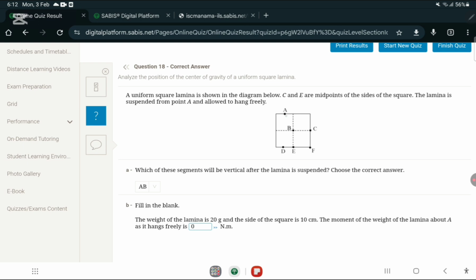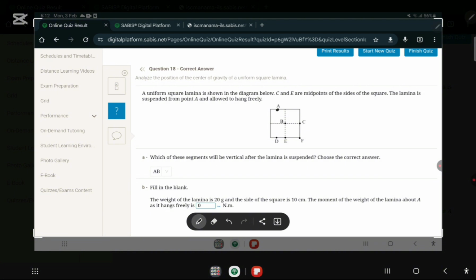So, point A. It's going to be suspended around this point. So you can just draw it like this. Let me just draw it in a nicer way. This is point A. It's going to be tilting downwards. B is here. C is here. E is here. And D is here. Which one of these segments will be vertical after the lamina is suspended? It is going to be A to B.